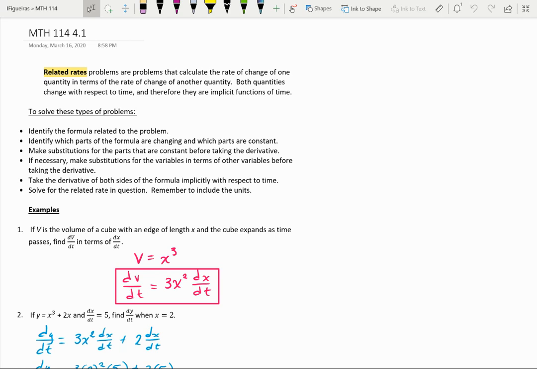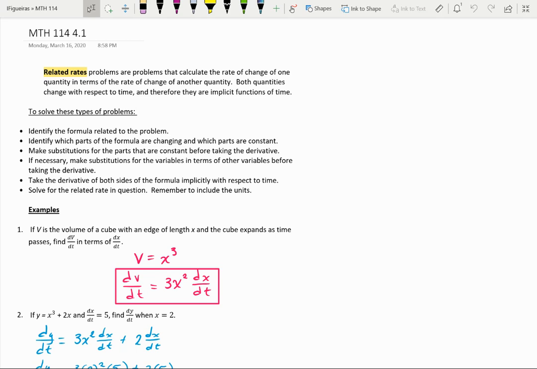If necessary, you may need to make substitutions of one variable in terms of another, and that information will be in the problem. Sometimes, for example, there's a relationship between the height of a cylinder and possibly its diameter or its radius, for example.